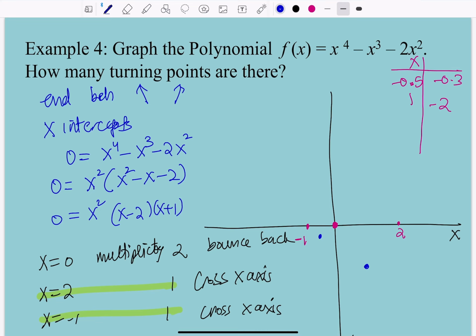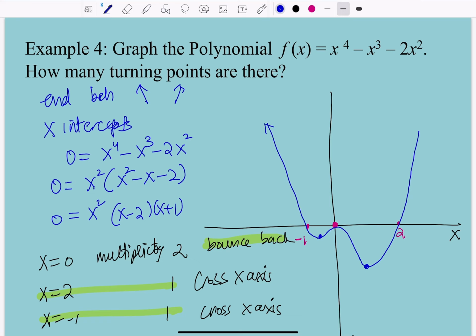And my graph is gonna touch and bounce back at x equals 0. So at x equals 0, it's gonna touch and bounce back, and it's gonna cross at other 2 points, right? So we are ready to sketch the graph of the function. And that's the sketch of this polynomial graph.